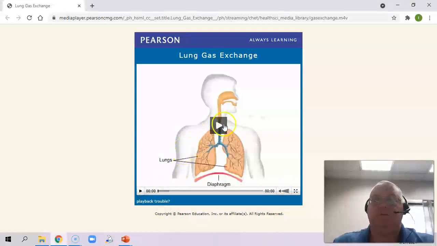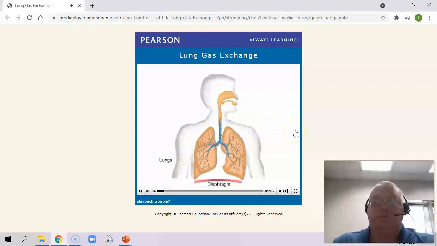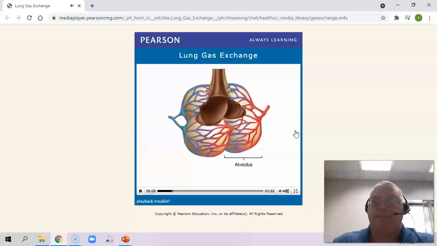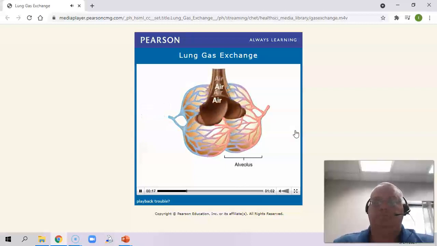There we go. Lungs are infoldings of the body surface that are used for gas exchange. The lungs of mammals are divided into tiny sacs called alveoli. Deoxygenated blood flows through the capillaries that cover each alveolus. When air enters the respiratory tract and reaches an alveolus, oxygen diffuses across the respiratory surfaces.